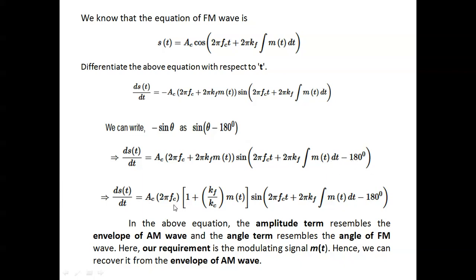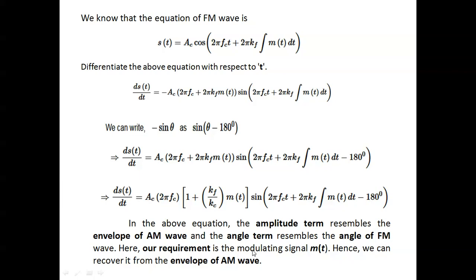So ds(t)/dt = Ac 2π fc (1 + (kf/fc) m(t)) sin(2π fc t + 2π kf ∫ m(t) dt − 180 degrees). Here we took the common term from outside. In the above equation, the amplitude term resembles the envelope of an AM wave, and the angle term resembles the angle of an FM wave.